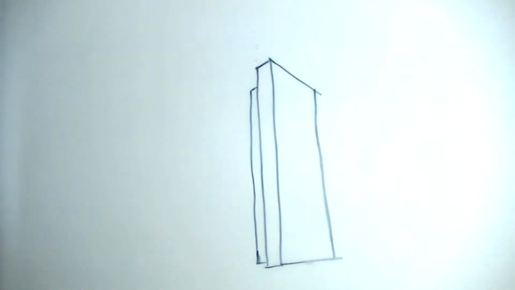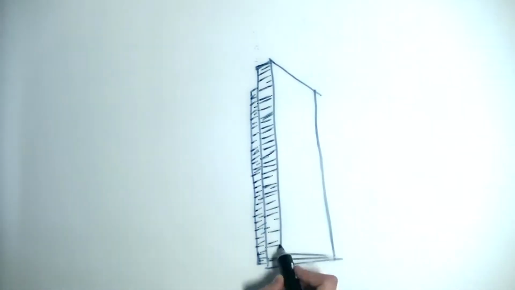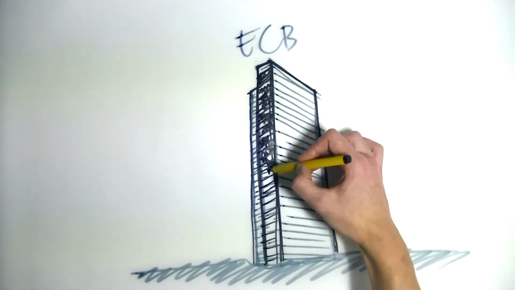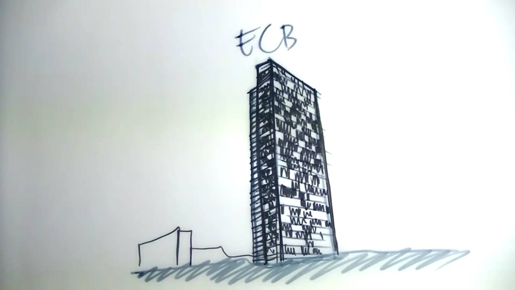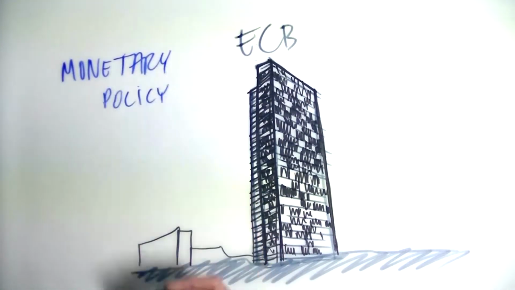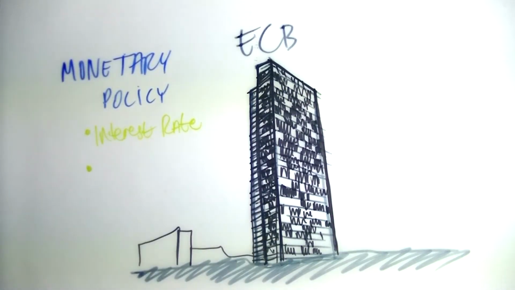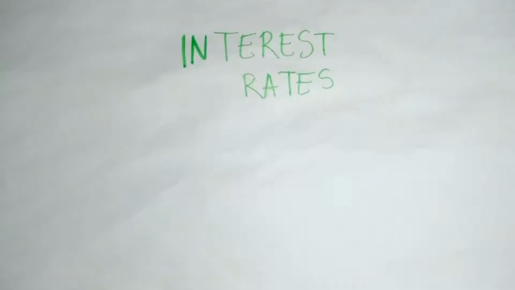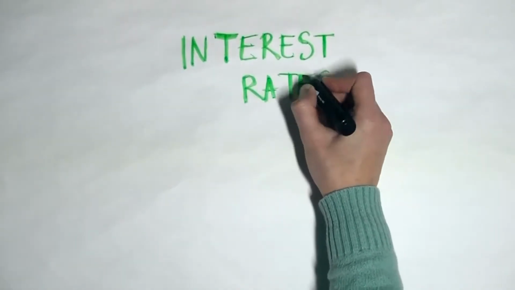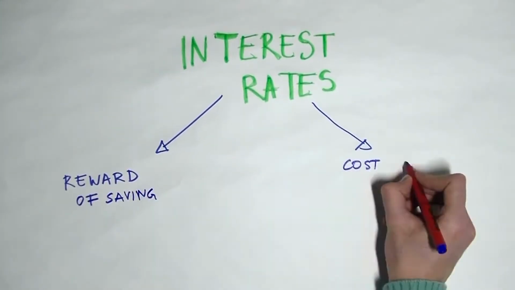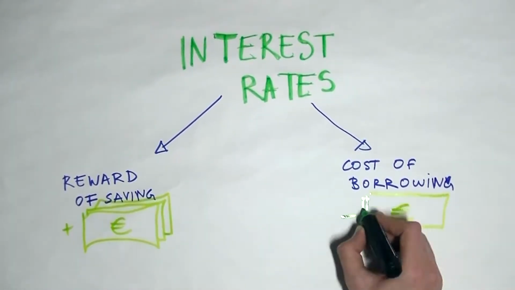The body that is in charge of controlling price stability and monetary policy in the EU is the European Central Bank. So how does the ECB do this? It uses monetary policy. There are two main components of monetary policy that the ECB utilizes: interest rates and the money supply. Interest rates are the cost of borrowing or the reward of saving.